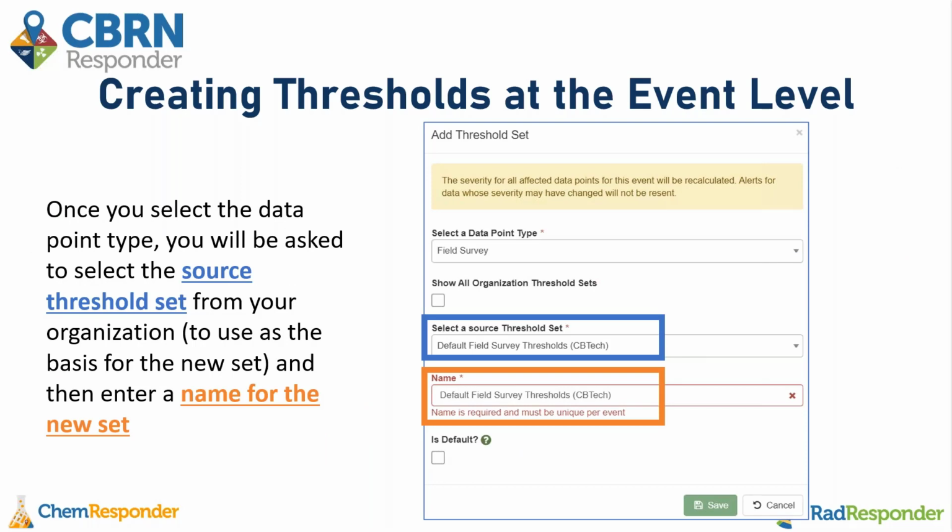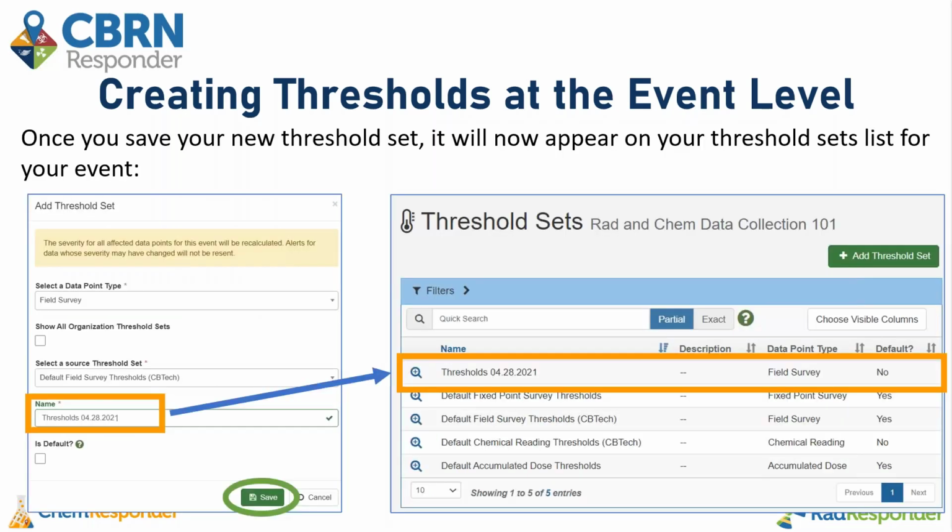You'll select your source threshold set, so this will be the basis of your new set. And then you'll enter a name for what you want this set to be called. You can see here I used the default field survey thresholds organization threshold set as my source, and I named it thresholds and the date. I'll click save, and now you can see on the right-hand side the thresholds April 28th, 2021 set is available.